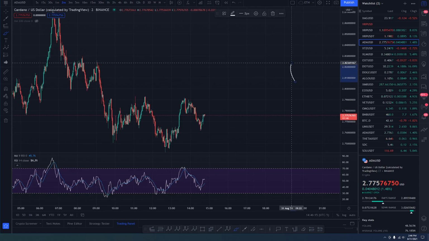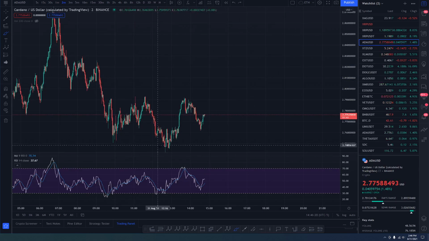Yeah, ADA. Yeah, this looks like a good 3-wave move. But I'm not sure what's going to happen here. It's awful deep. So it looks like a reversal, but I don't know. Hard to say.